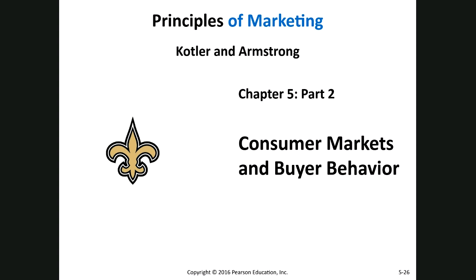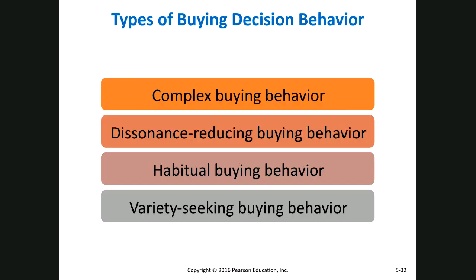So let's talk about types of buying decision behavior. Think of two purchases, one of toothpaste and one of a car, right? Some purchases, like toothpaste, are simple and routine. You probably have a brand that you use all the time. You just go get it, right? You don't go through a long, laborious decision-making process. It's not a complex buying behavior.